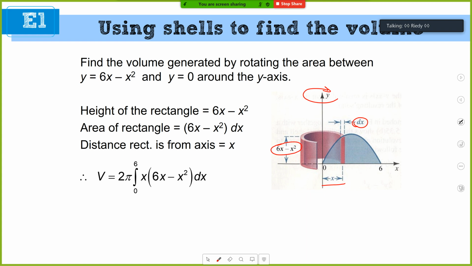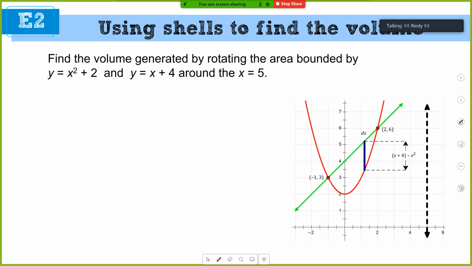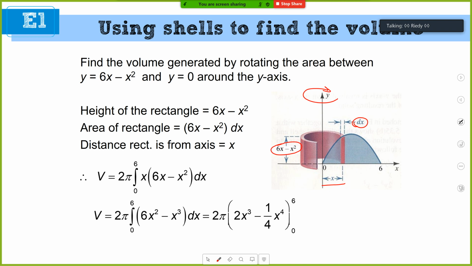Notice you could use the function as x times the quantity 6x minus x squared, or if you're feeling saucy, you could do 6x squared minus x cubed. It's the same thing. Answer? 678.5. Seem to have a consensus there? Okay. Well, I did it by hand, and I don't have an answer, so I'll trust you. Sounds good to me. You have an honest face.